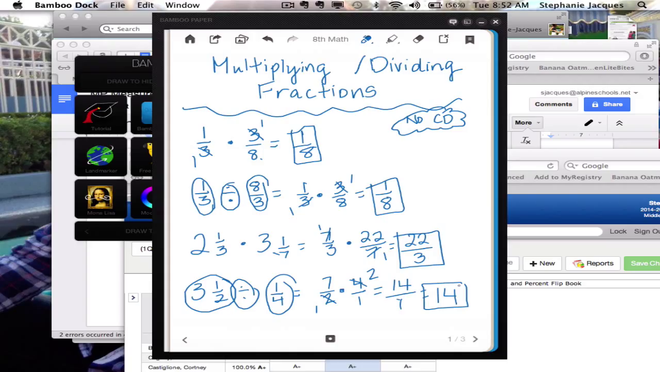So that's just a little review with multiplying and dividing fractions. Tomorrow we're going to dive into, well, why does this work? What is the theory behind it?